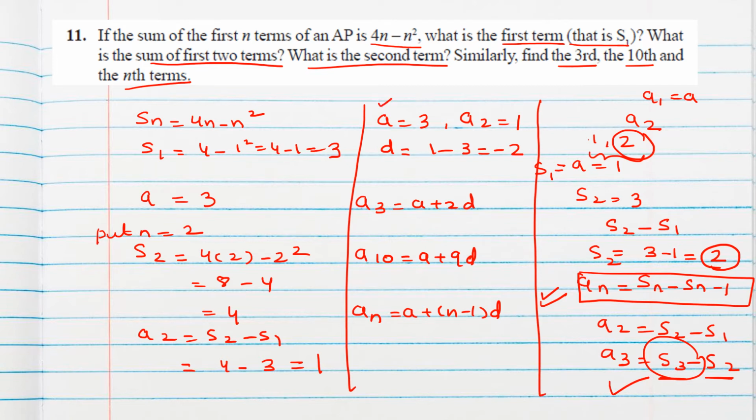So if we substitute A value 3 and D value minus 2, we will get A3 as minus 1. Similarly for this one, A is 3, 9 into minus 2. So 3 minus 18. 3 minus 18 means minus 15. Then here A is 3 and n minus 1, D is minus 2. So 3 with minus 2 we can open the bracket. So answer will be 5 minus 2n.